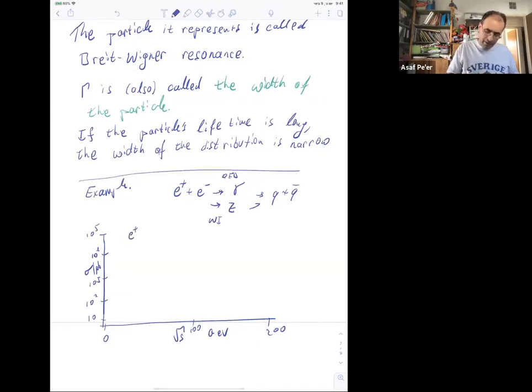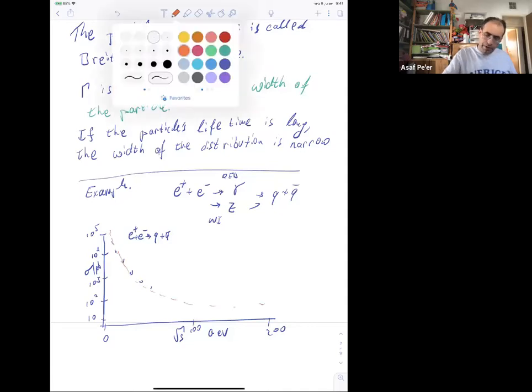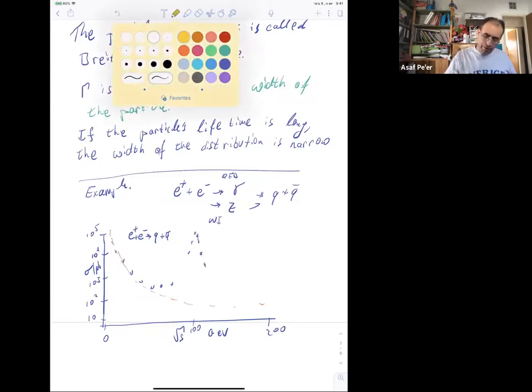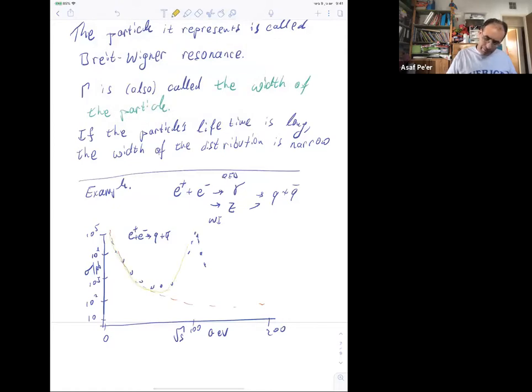So we have e plus e minus going to quark antiquark, and the experimental data would look something like that. At low energies, it is the QED channel that dominates. So if you just do the QED calculation, the QED line should go something like that. But when we take the experimental data and go to higher and higher energies, we start to see a deviation. And when we get to about 90 GeV, the experimental data would lie somewhere around here. The full plot would look something like that.